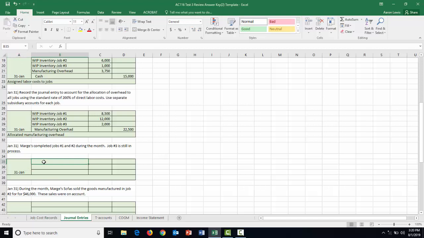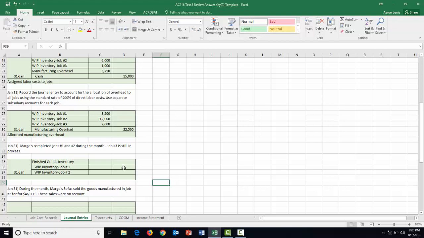So let's put this in on January 31st. What do we do when we complete a job? Well, it is no longer a work in process. Since it's done, it's going to become finished goods inventory. We're not going to know the amount of the credit yet, but we can easily take out the amount that we had in work in process inventory for job number 1 and work in process inventory for job number 2.